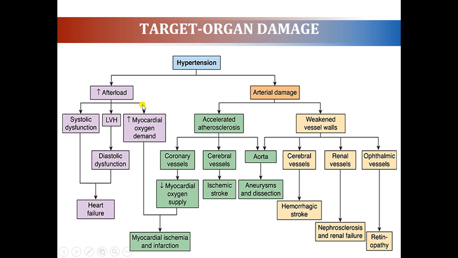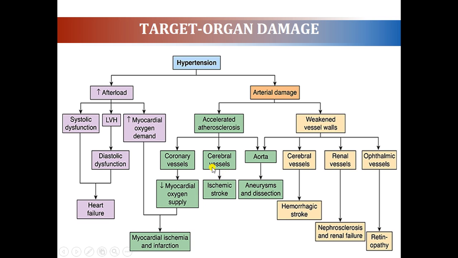Because of the increase in the afterload, there is an increase in the myocardial oxygen demand because the heart has to pump against more resistance, and that would contribute to development of myocardial ischemia or infarction. Untreated hypertension can lead to arterial damage. There is accelerated atherosclerosis. If the atherosclerosis happens in coronary vessels, it narrows the lumen of the coronary blood vessels and decreases myocardial oxygen supply. That would lead to myocardial ischemia and infarction.